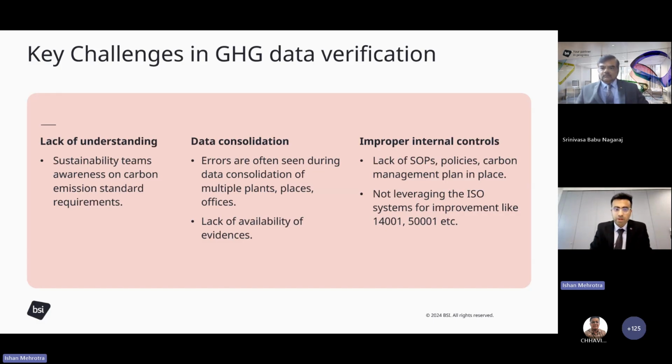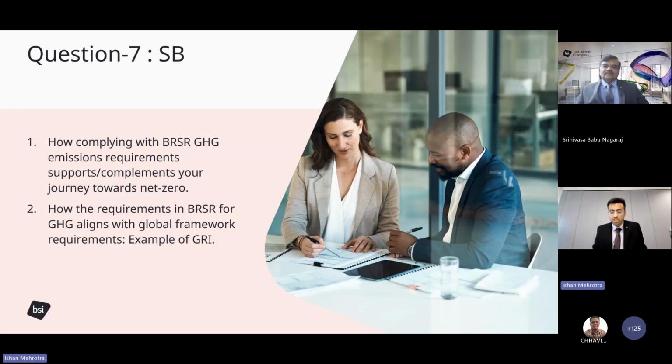With this, one more query where a lot of questions usually come to us: how does complying with BRSR related GHG emissions requirements, if an organization is doing their GHG emission estimation, support or complement your journey towards net zero? And the second is, if organization X, be it listed or non-listed, is estimating carbon emissions, does the BRSR requirement align with a global framework, let's say GRI?